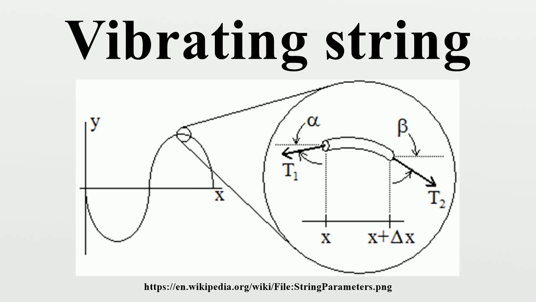Hence one obtains Mersenne's laws, where T is the tension, μ is the linear density, and L is the length of the vibrating part of the string. Therefore, the shorter the string, the higher the frequency of the fundamental. The higher the tension, the higher the frequency of the fundamental. The lighter the string, the higher the frequency of the fundamental.